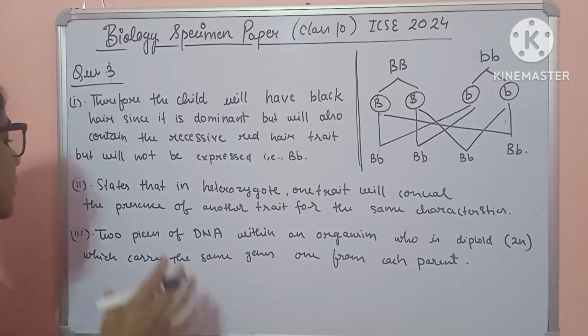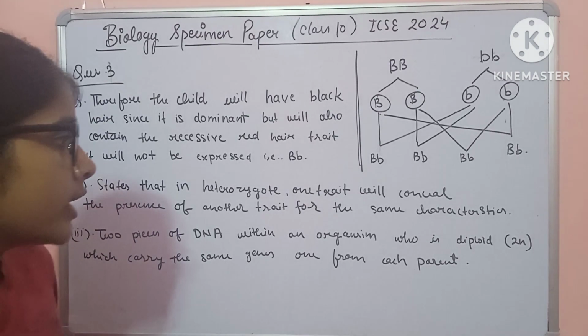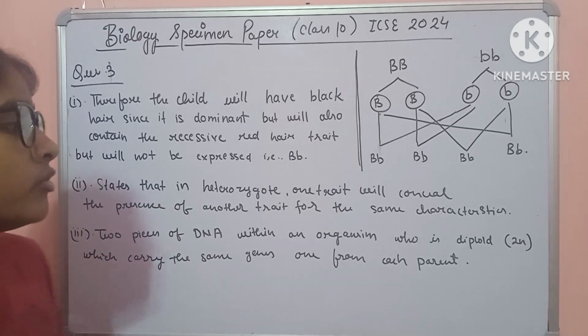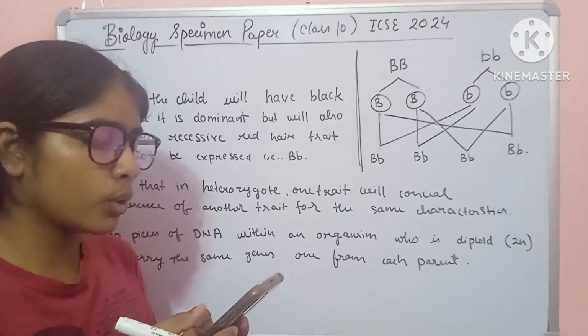Now third, what are homologous chromosomes? Homologous chromosomes are the two pieces of DNA within a diploid organism, meaning 2n, which carry the same genes, one from each parent. These are known as homologous chromosomes.